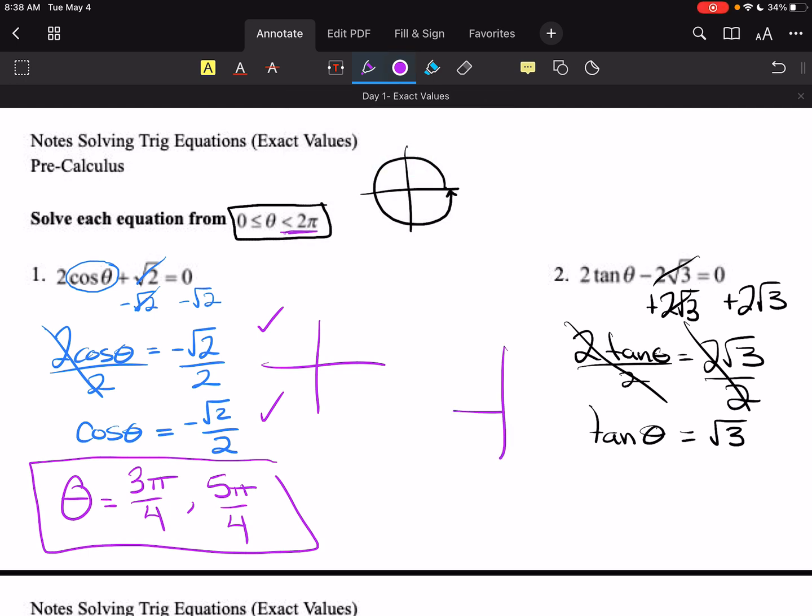So thinking about where tangent's positive, right? Remember, tangent is y divided by x. So that means I need to have a positive y and a positive x, right? Positive divided by positive, or a negative divided by a negative. So quadrant 1 and quadrant 3. So a tangent value of square root of 3 goes with my pi over 3s. And I need the pi over 3s from quadrant 1, which would just be pi over 3, and the pi over 3 from quadrant 3, which would be 4 pi over 3.